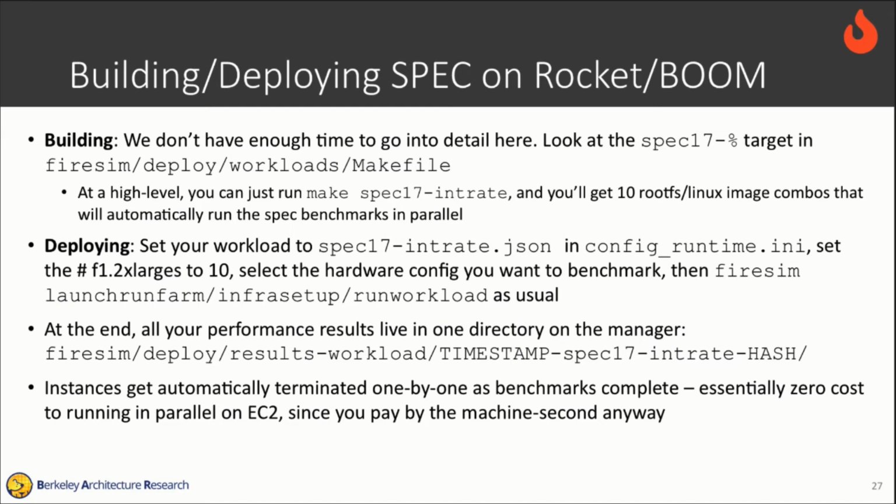Then when you actually want to deploy this, we had workload equals linux-uniform.json earlier. We can now just change that in that file to spec17-intrate.json. And we can say we want 10 2xlarges to run 10 simulations, and then set no net num nodes to 10. And then we can do the same process. Launch run farm, infrasetup, run workload. That'll run each of those 10 benchmarks. As soon as one of the simulations completes, it'll copy the results back and terminate that 2xlarge instance. And because you're paying for machine seconds on EC2, there's no extra cost to doing all these things in parallel instead of serially.